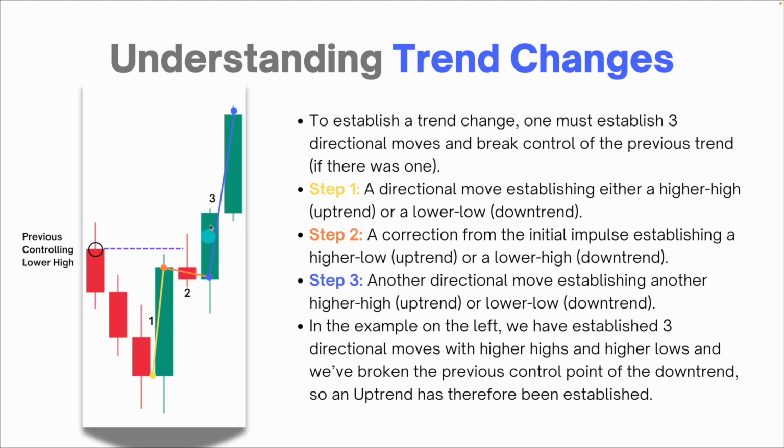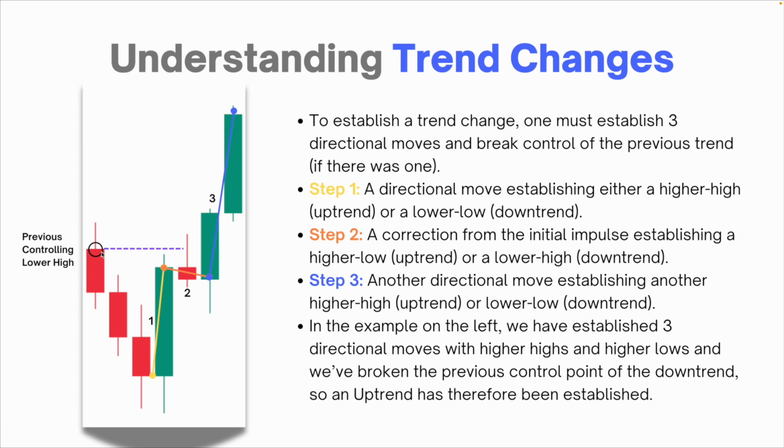The moment this green candle here closed past this controlling lower high here, instantly the downtrend ended. Because you can't have a downtrend with a higher high. That breaks the definition of what a downtrend is. So the moment this green candle here closed, that was the end of that downtrend.